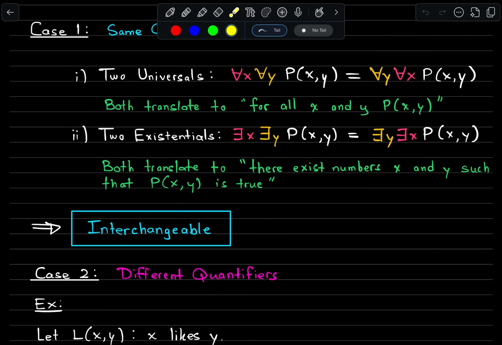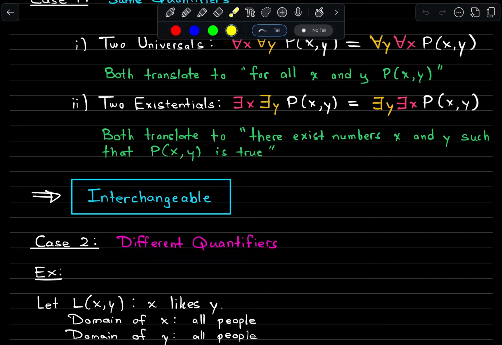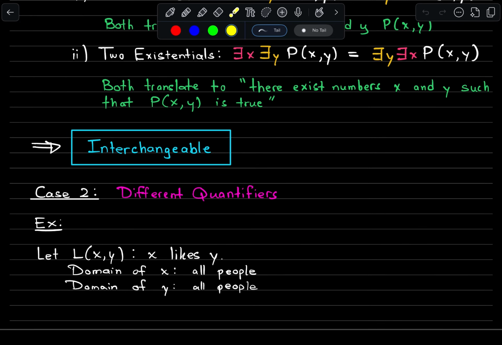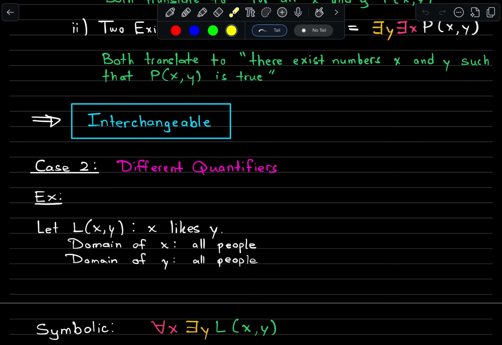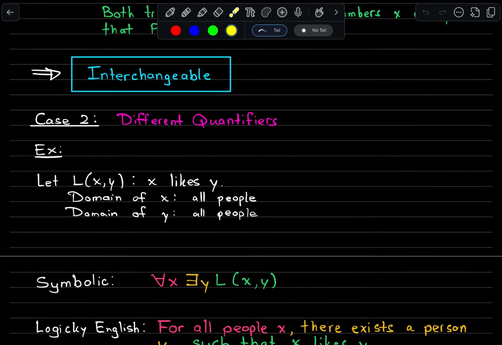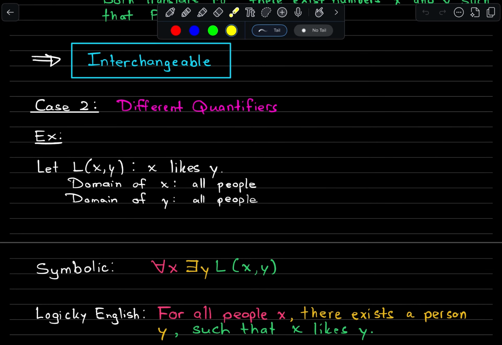So let's let our function L of x,y mean x likes y. The domain of x and the domain of y are both all people. In the first case, let's say we wanted to use the universal quantifier, then the existential quantifier for our function L. What does this translate to? For all people x, there exists a person y such that x likes y.